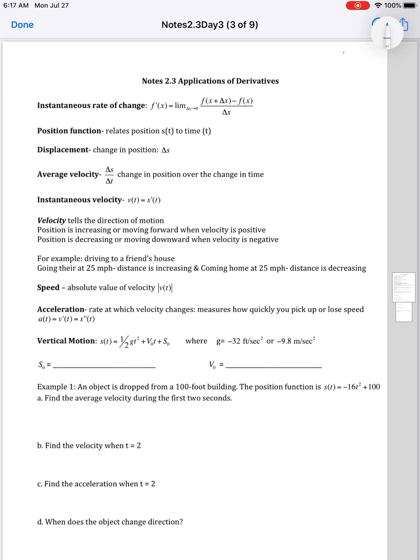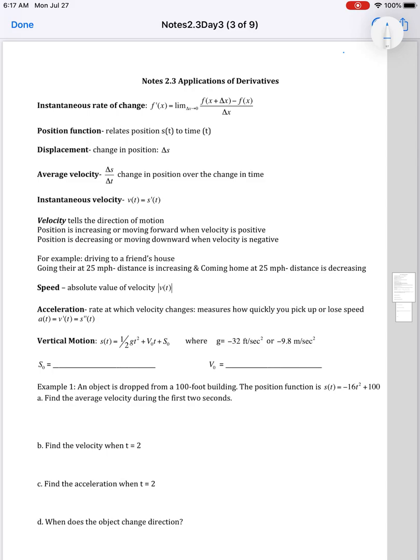A position function relates the position to time, and it's represented by s of t. Displacement is the change in position. So you've got to take the position at time 2 minus the position at time 1. Average velocity is the change in position over the change in time. Instantaneous velocity is the first derivative of position.